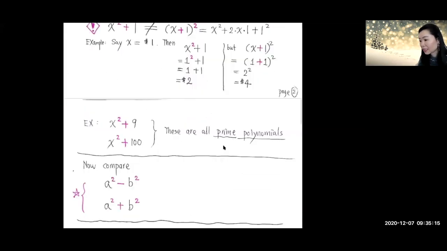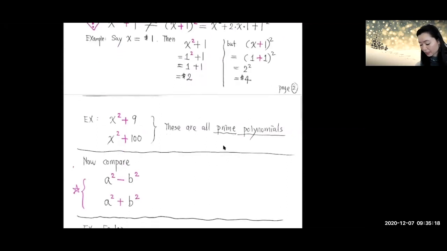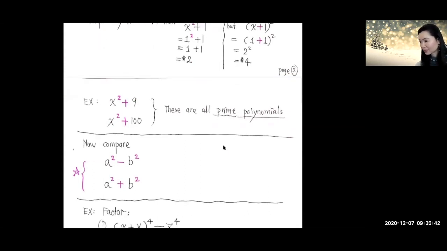Question? Okay. Now, x squared plus 9, x squared plus 100, those are all prime polynomials. So if you have x squared plus any positive number over here, then it's a prime polynomial. They cannot be factored by real numbers. So it has to go to imaginary numbers. So those are called prime polynomials. And then when you do factoring, you just leave them alone.